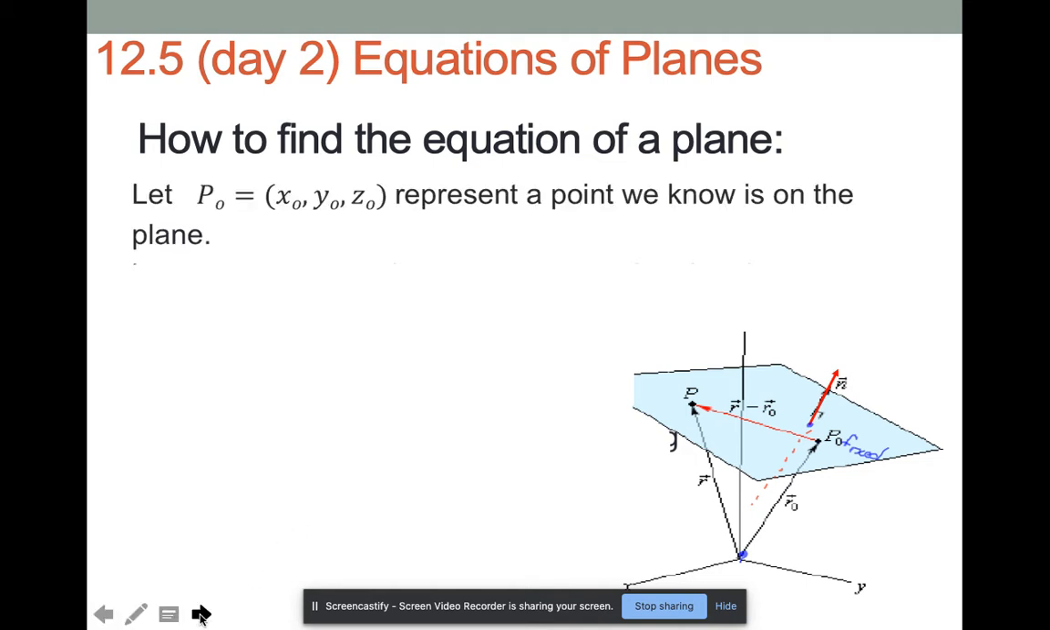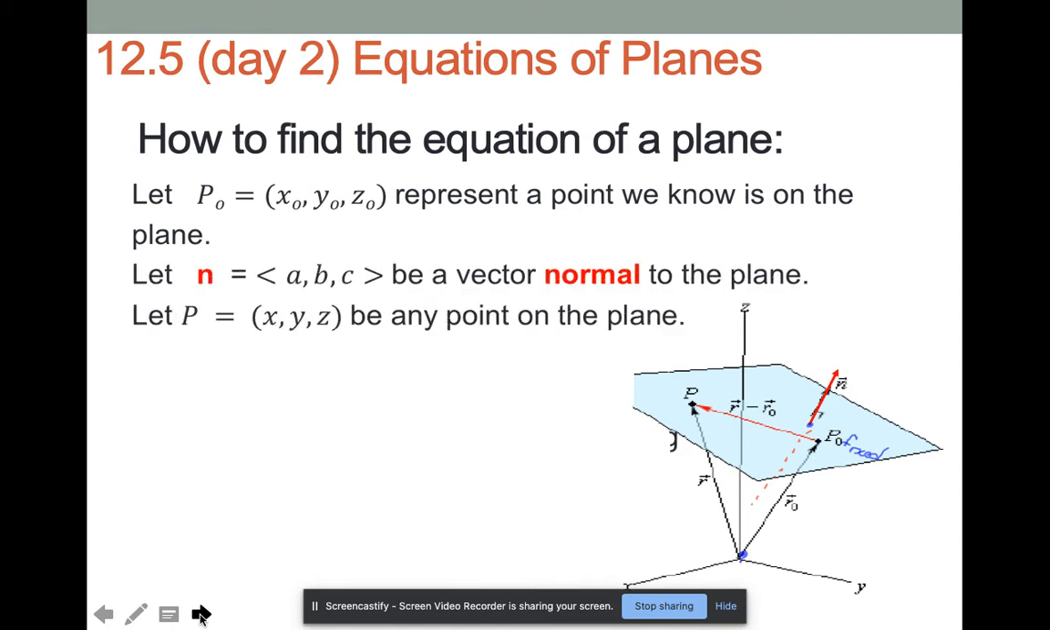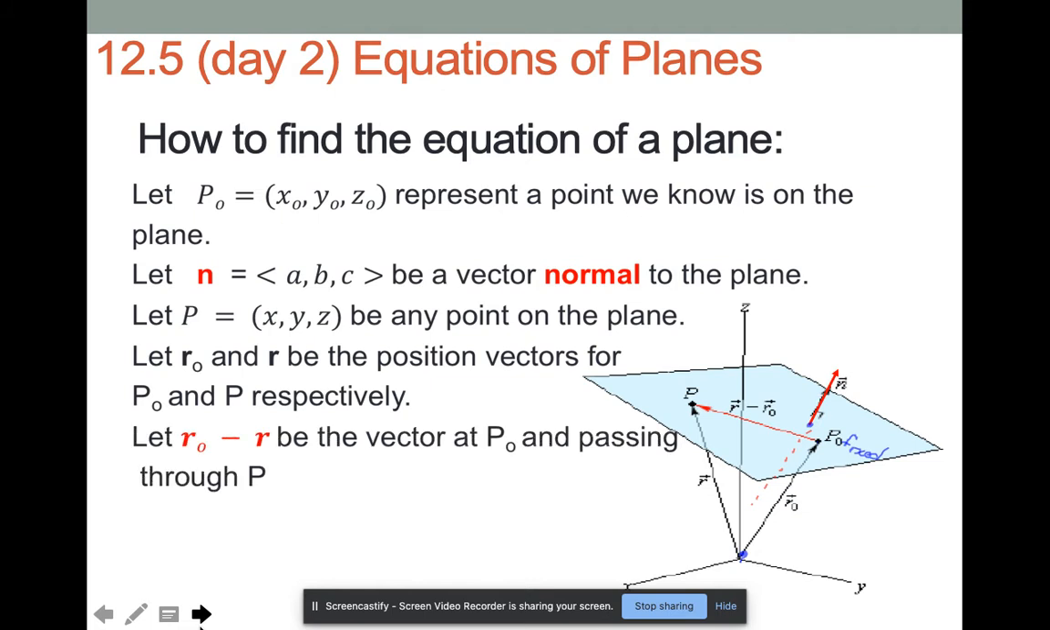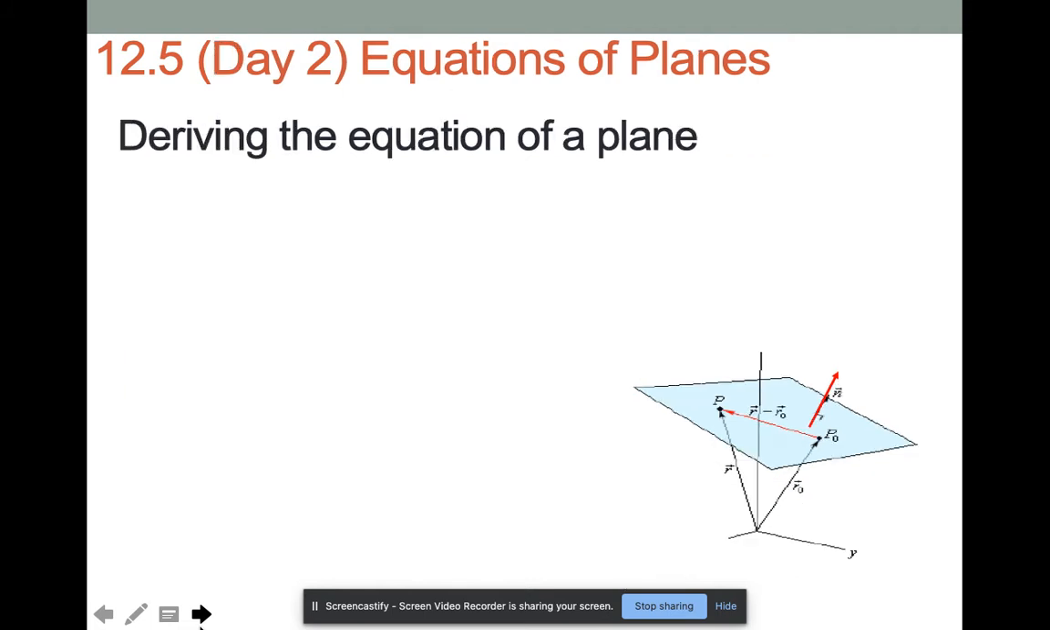So there's our fixed point, and the normal with x component a, y component b, and z component c. And then any point x, y, and z is that random point on the plane. R sub 0 and r are the position vectors. And as I said, r minus r sub 0 is the vector that goes between those two points.